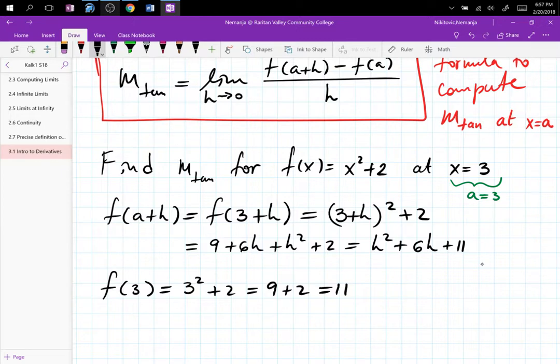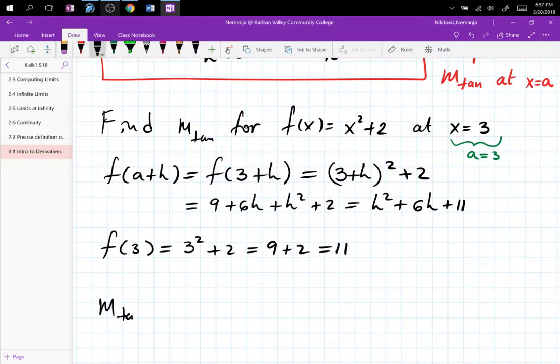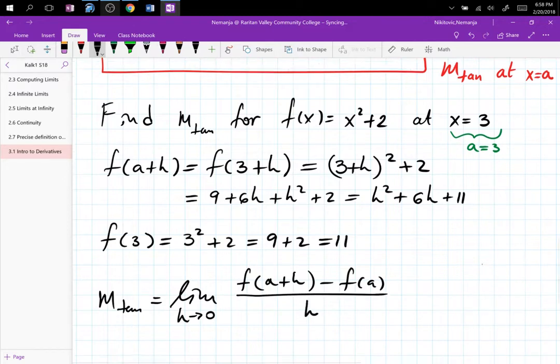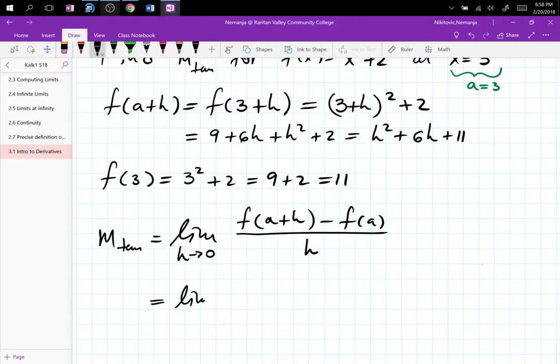So what's the slope of the tangent line? M tangent is the limit as h goes to 0 of f of a plus h. Well, you know what, I'm going to write the formula one more time. So f of a plus h minus f of a divided by h. Plug everything in. Do not forget the limit in every step. It's minus 2 per step, so you might end up with negative points per problem.